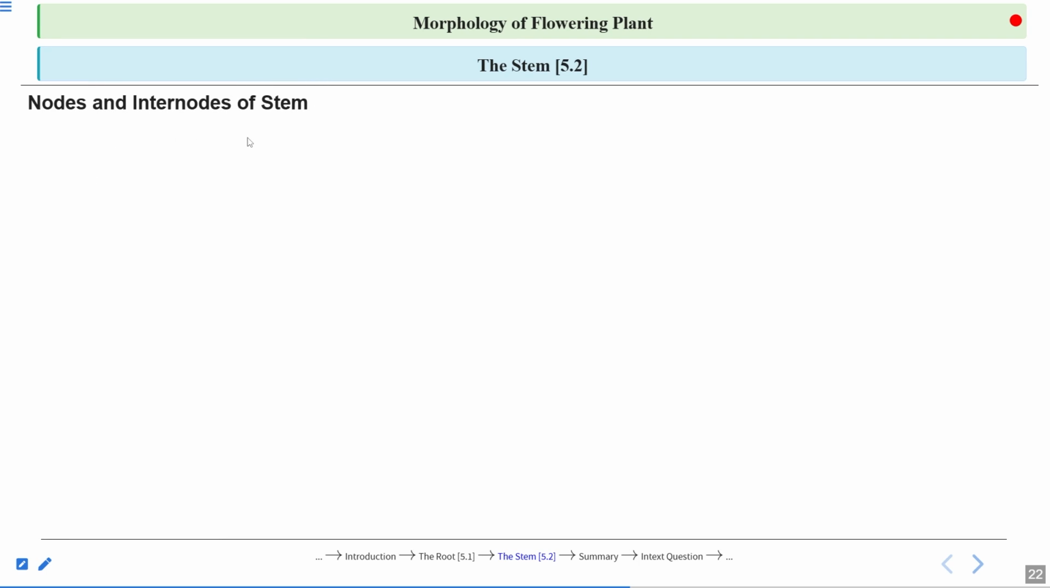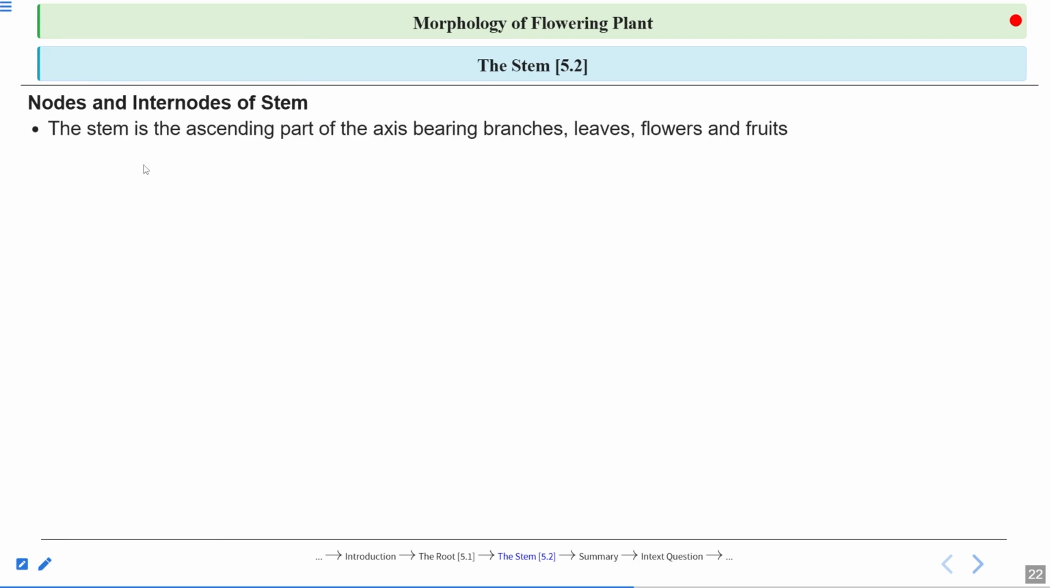Nodes and internodes of the stem. The stem is the ascending part of the axis bearing the branches, leaves, flowers and fruits. So we are going to study about the stem now. And the stem has two regions, nodes region and internode region, right? Where you see the leaves, the flowers and fruits on the stem part.